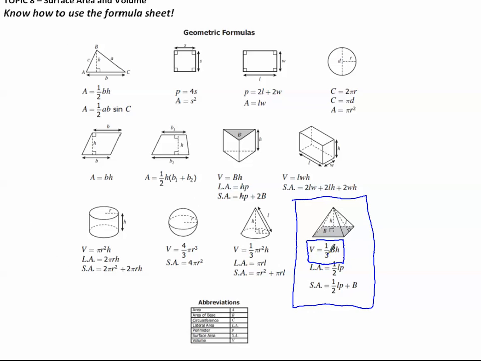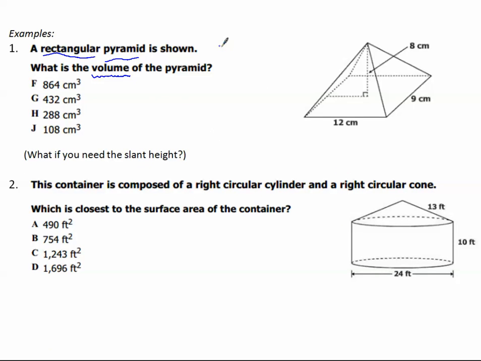Volume equals 1/3 capital B H. Again, capital B is the area of the base. So let's write that down. 1/3 times capital B times H. The 1/3 is not going to change, so if we're solving for volume, I'm going to write that down.